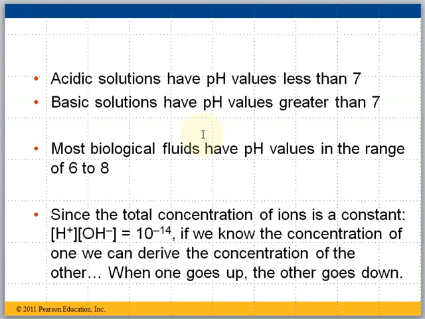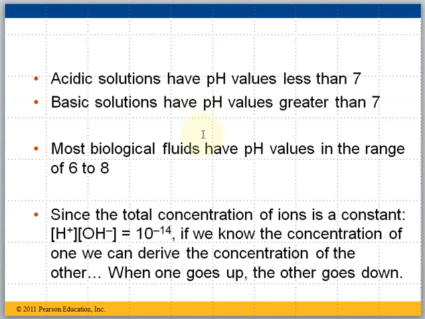The basic solutions have a pH greater than 7. So we're moving away. We're going up to a 10 to the negative 8, a 10 to the negative 12, above that equal mark of 7. So basic solutions have a pH value greater than 7. In biology, most of the fluids, bodily fluids and cellular fluids that we're talking about have a pH value somewhere in the 6 to 8 range. So you see, for the most part, they tend to be fairly neutral.